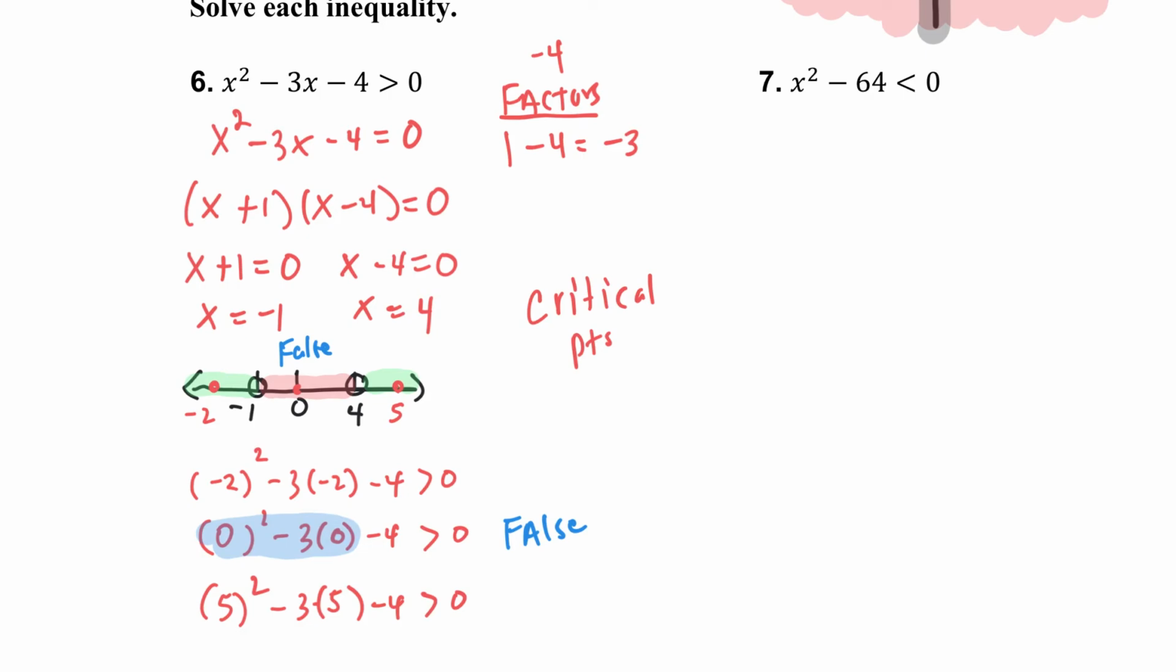So now let's go ahead and figure out -2 squared minus 3 times -2 minus 4, and we get 6. So the question is, is 6 greater than 0? And that's going to be true. And if you do 5 squared minus 3 times 5 minus 4, I think you get 6 also. Yeah, you get 6. So is 6 greater than 0? That's also true.